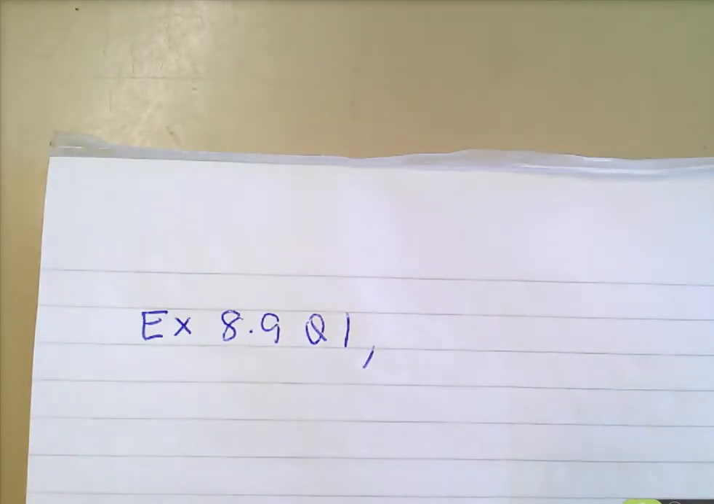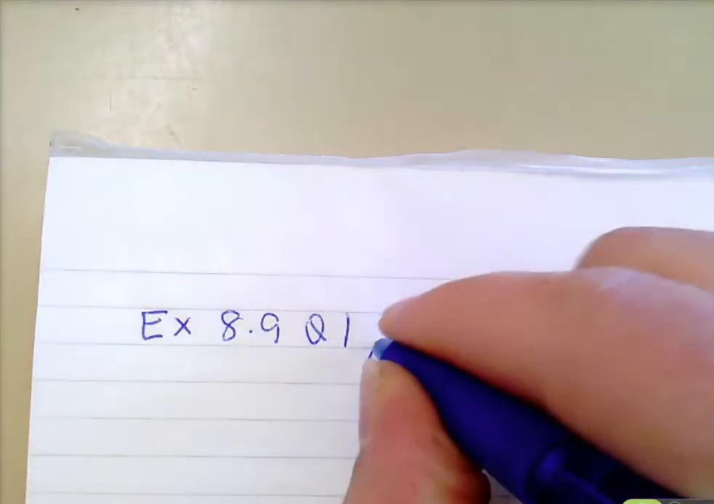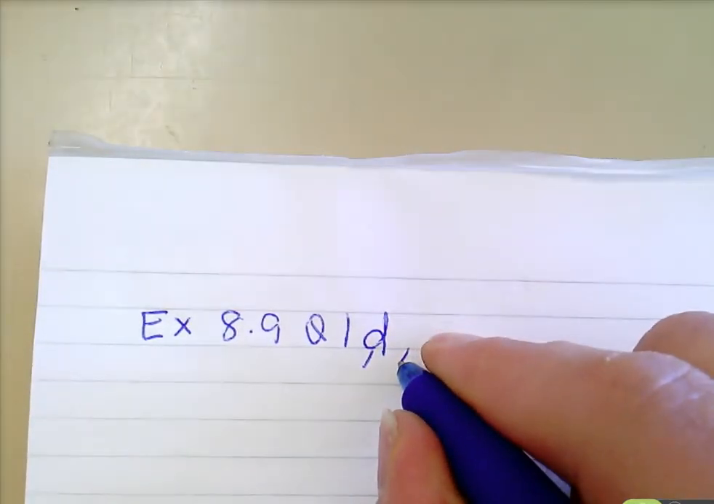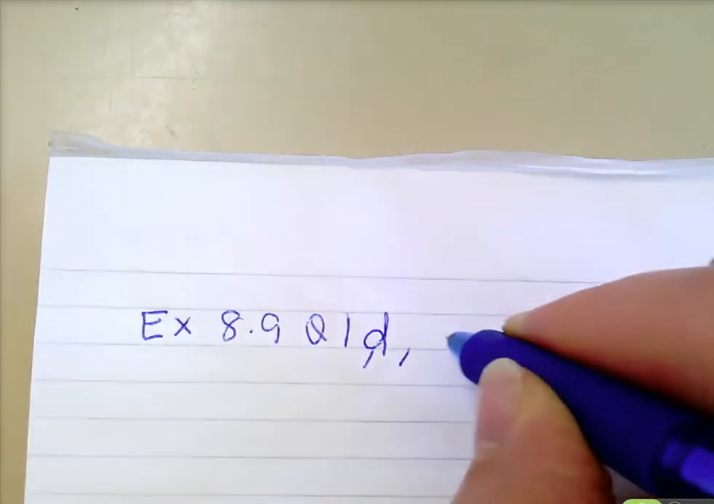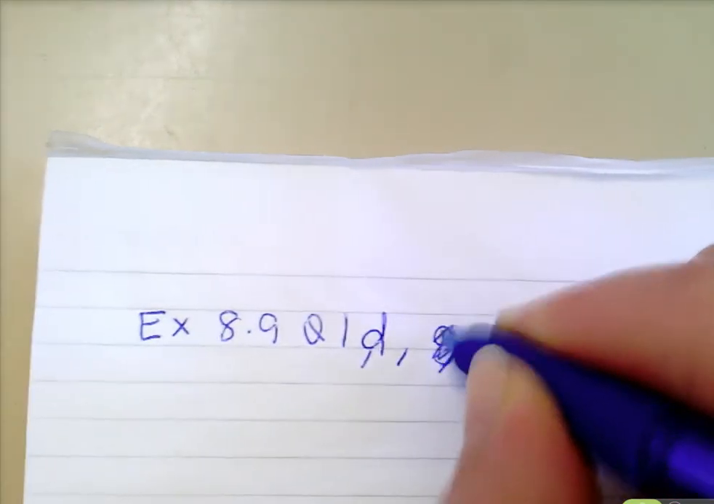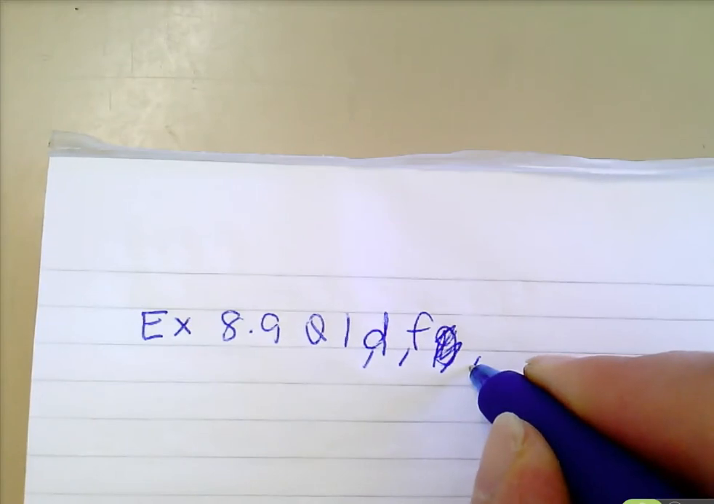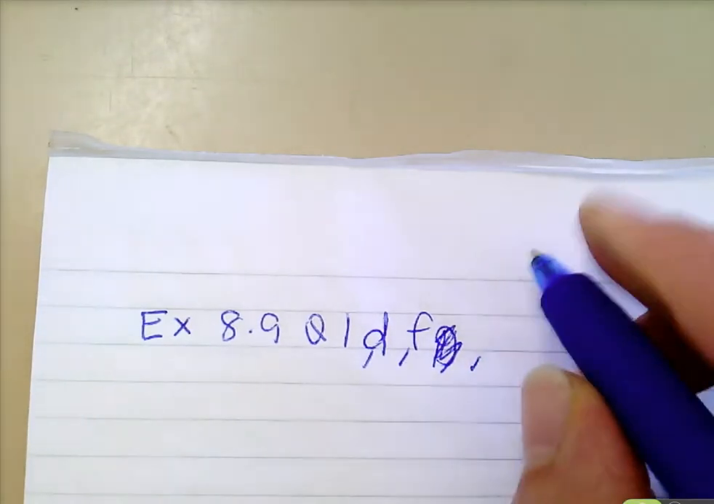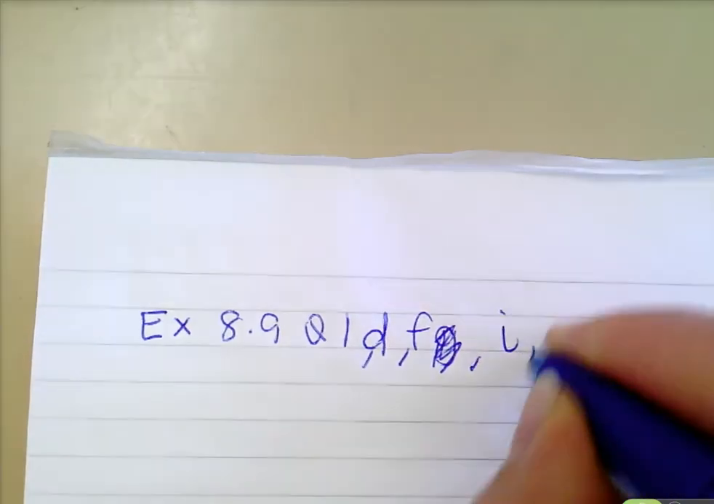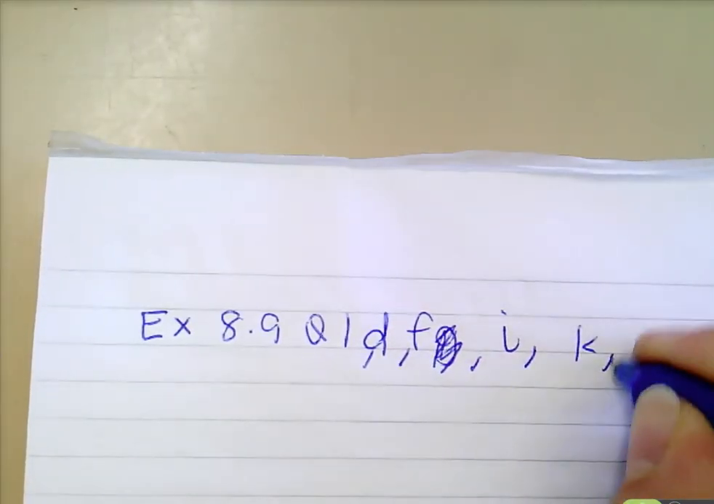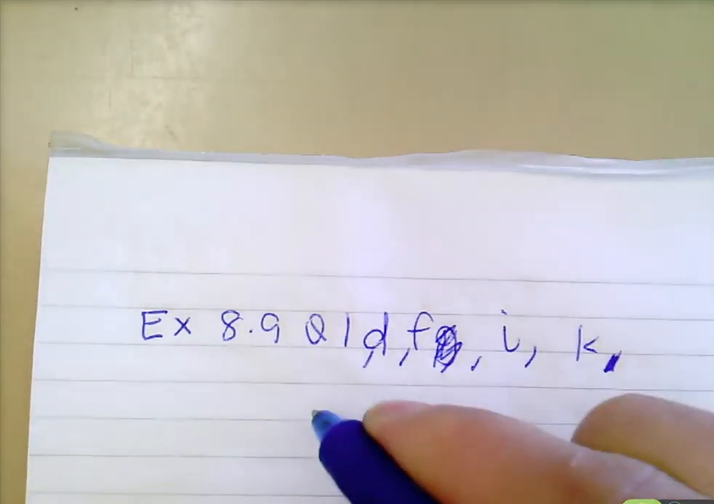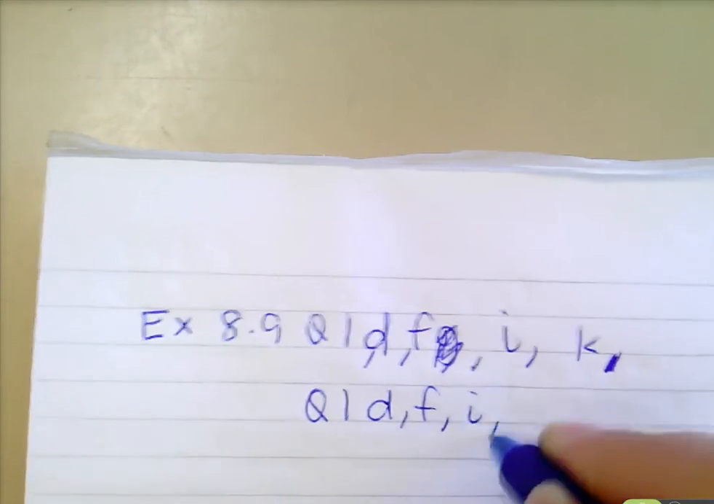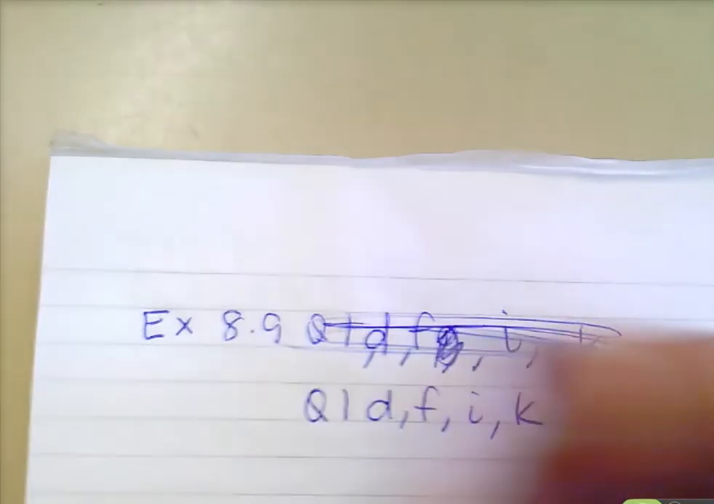What do we do? Question 1D. Don't want to do them all. Do G. No, not G. 1D and F. Did I do H? Yes. I did J, didn't I? Yeah. I, K. Don't do L because L is quotient rule and I don't want you doing it. So it's just question 1D, F, I and K, because that's not clear.